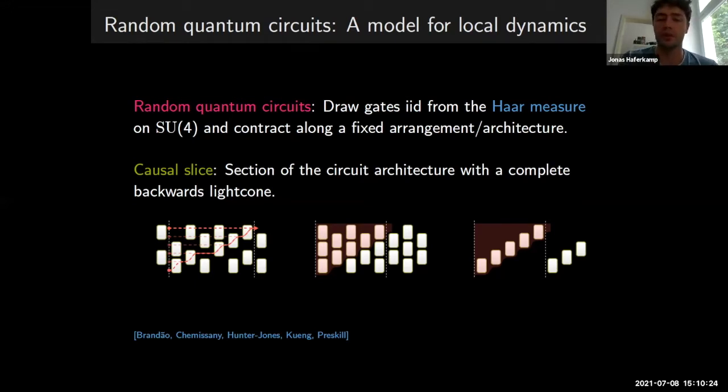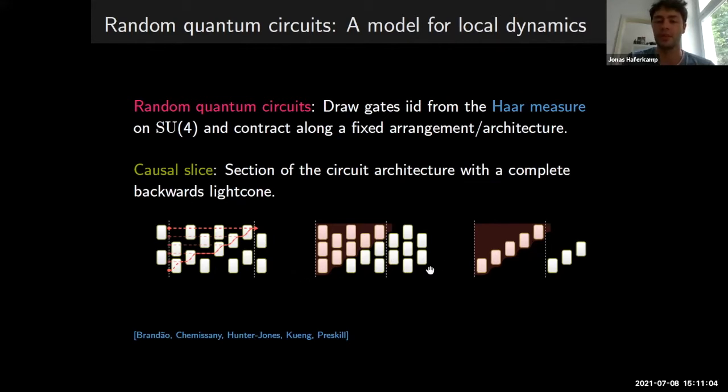In a random quantum circuit, I take some arrangement of the gates, some previously fixed arrangement, and then I pick the gates uniformly from the unitary group on two qubits. Here I used a very fancy word, the Haar measure on this group. But for everyone who doesn't know what this is, it's really just a straightforward generalization of drawing uniformly from an interval, for example. So it can be rightfully called the uniform measure on this unitary group. We do this locally for every gate, and then we contract along the architecture or the arrangement that we previously picked.